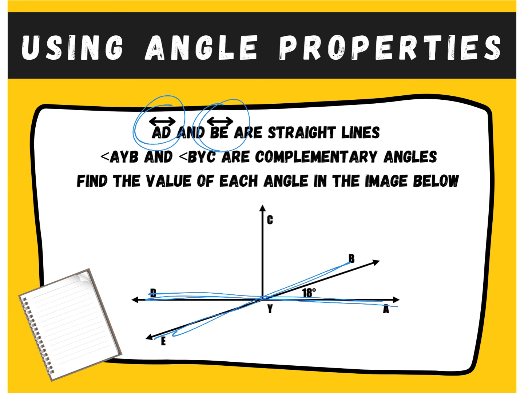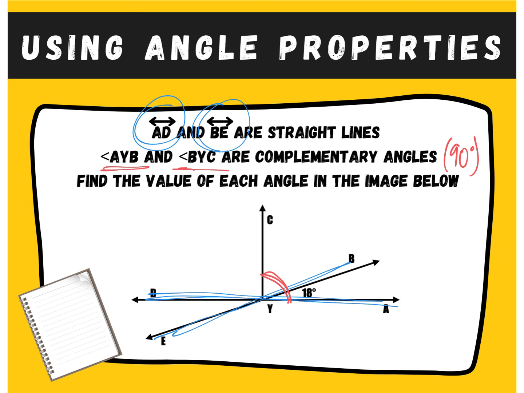It also tells me that angle AYB and BYC are complementary angles. That's these 2 right here. That's information that's interesting to me too. I know that complementary angles equal 90 degrees. Then it asks me to find the value of every angle in the image below. That means everything that doesn't already have a value needs one.